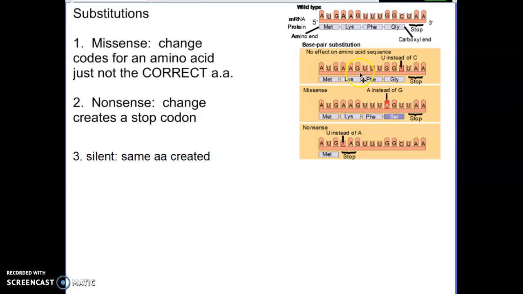So here are pictures of that. Here is no effect because we still made glycine like we wanted. Here is a missense because we made serine instead of glycine. And then this one is a nonsense because we actually had what we call a premature stop.